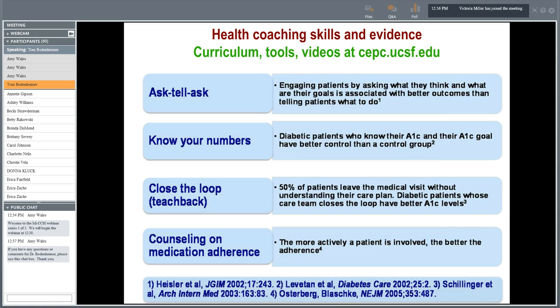So let me ask a question to people who might want to say, and also if you want to, you know, answer any of these questions by sending a chat message, please do that. That'd be great.